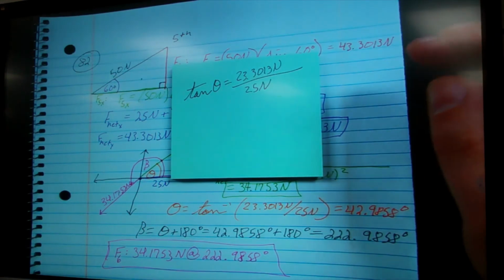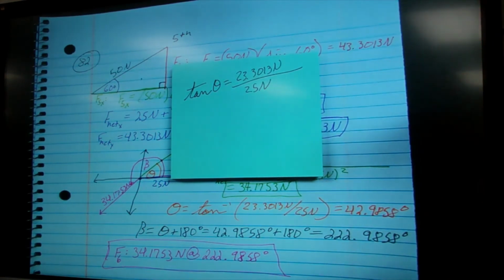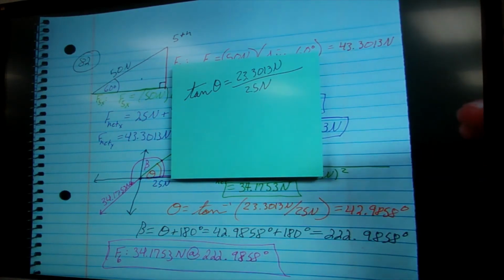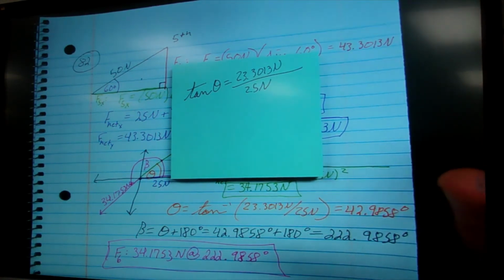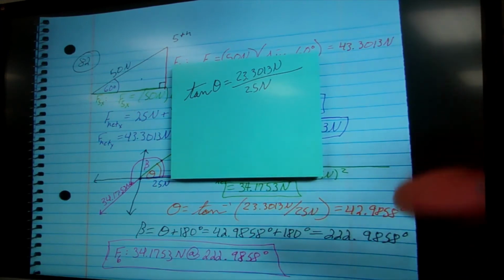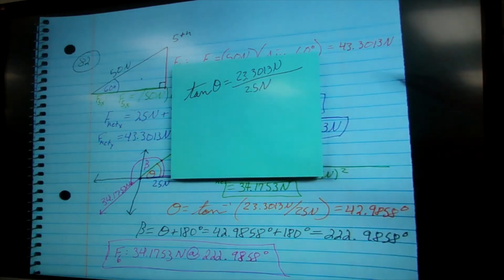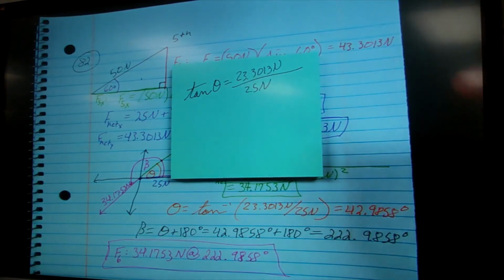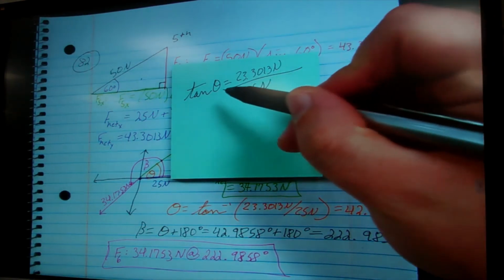Can you use that if you're given the angle and everything, and you're trying to find the opposite or the adjacent? Yeah. As long as you've got an angle and a side, you can find the other side. But in this case, I'm trying to find that angle.